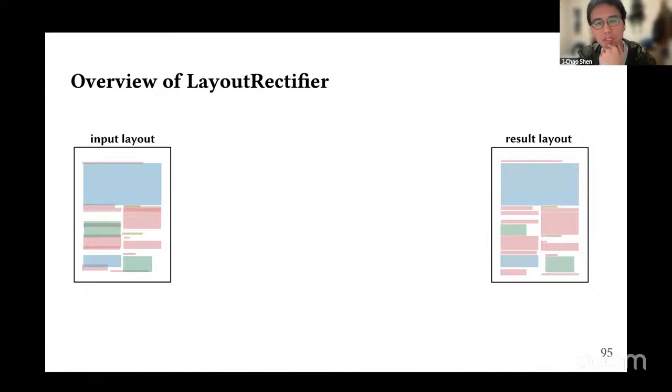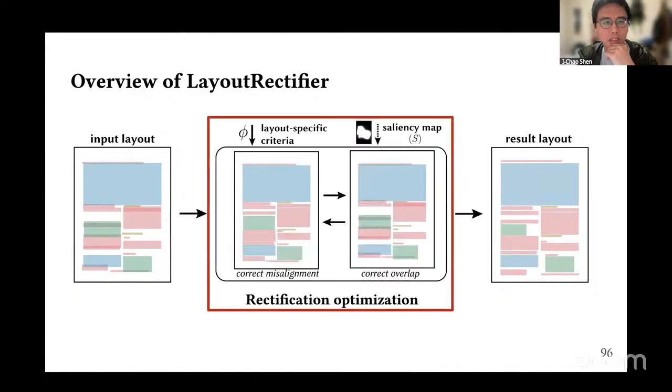So I will briefly introduce our work on this layout rectifier, how we do it. Given an input layout, we want to get a result layout that looks very similar to the input layout but without most of the flaws. We propose this rectification optimization, which contains two steps. In the first step, we try to remove misalignment. In the second step, we try to remove overlap or improve some containment we want, and we do this iteratively.